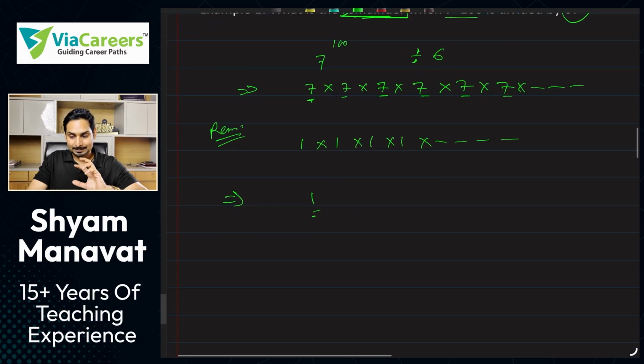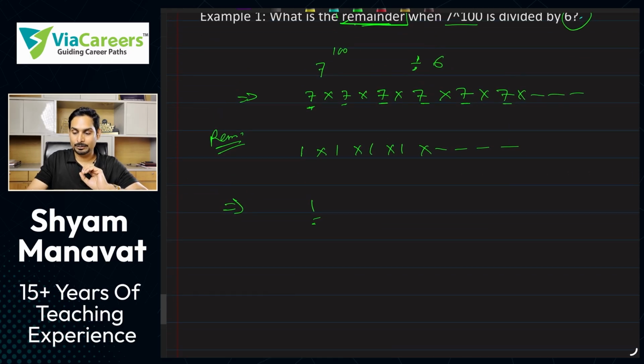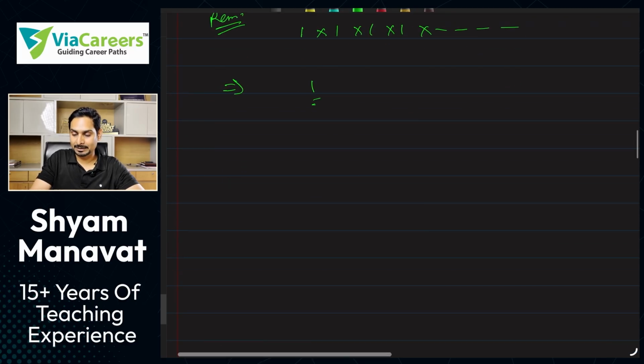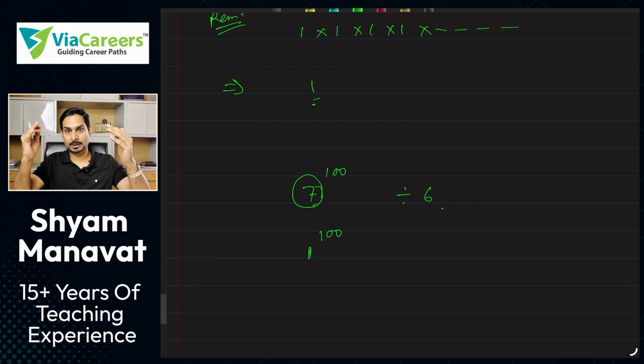Okay, let me explain this once again so that we don't have any issues further. When I have 7 raised to 100, it means 7 multiplied by itself 100 times, and we divide this by 6 to find the remainder. I check that 7 when divided by 6 gives remainder 1. So the remainder of the overall expression 7 raised to 100 should also be 1 raised to 100, and 1 raised to 100 gives remainder as what? 1. Got it? Okay, so I hope you got the answer.